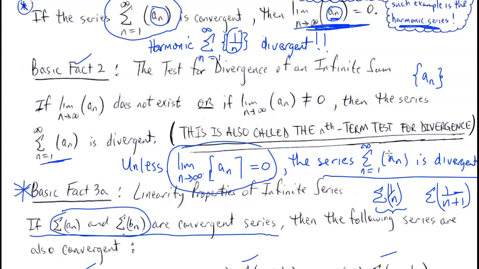Whatever sequence the series was made from, just take the limit of that. If the limit is equal to 0, then it may have a chance of converging or diverging, and we have to find some other way to show that. If it equals anything other than 0, we know automatically it diverges. Done, finished, see you later. And that's what we're going to do in this next example.